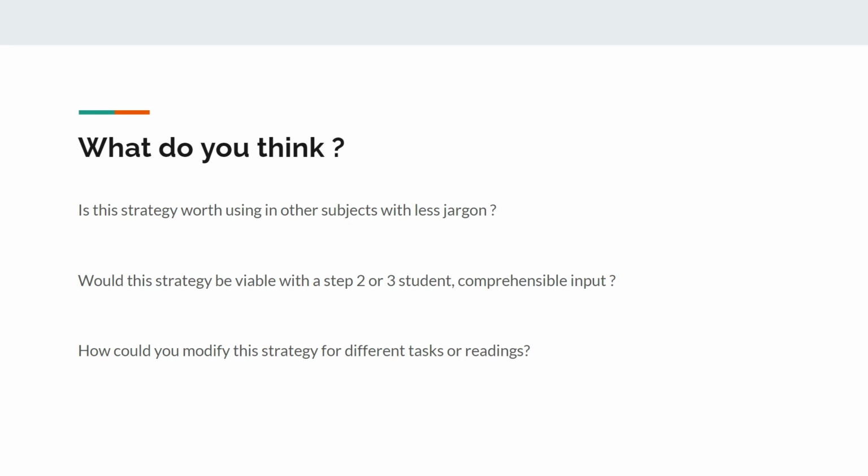And then also, I wanted to know if you guys could modify the strategy for different tasks or readings. Mine's specific to a scholarly article, but I wonder how it would look for maybe an infographic.